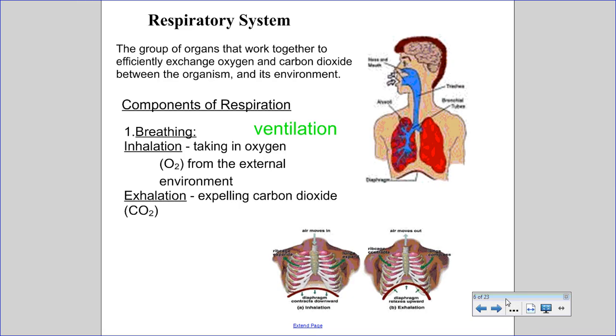The respiratory system is a group of organs that work together to efficiently exchange oxygen and carbon dioxide between the organism and its environment. There are several components to respiration. The first part is breathing or ventilation, which can be broken up into two parts: the inhalation and the exhalation. The inhalation is taking in oxygen from the external environment, and the exhalation is the release of carbon dioxide. This is the last part of ventilation. So there's the inhalation, taking in that oxygen.